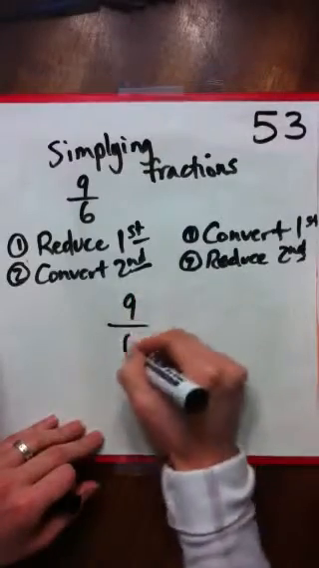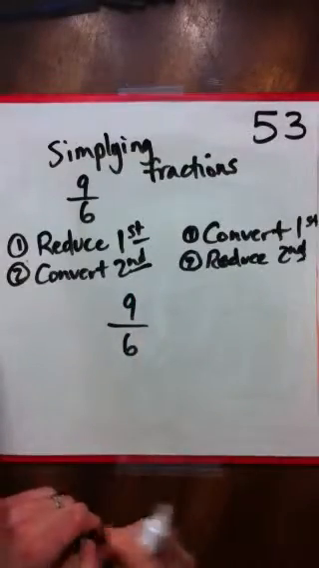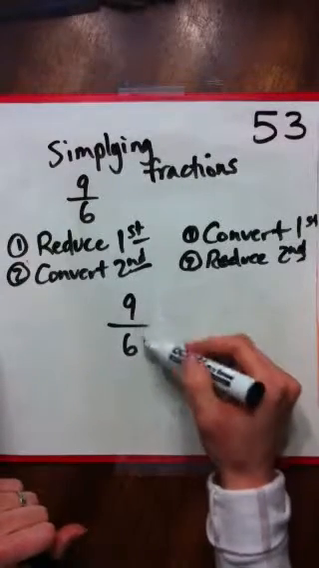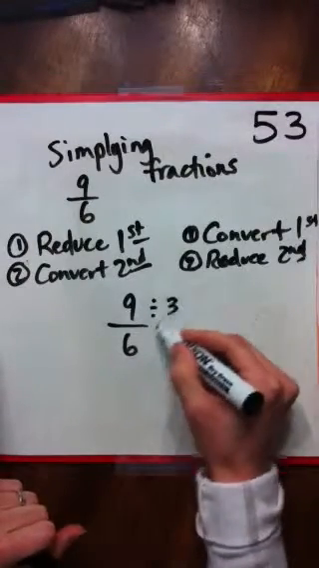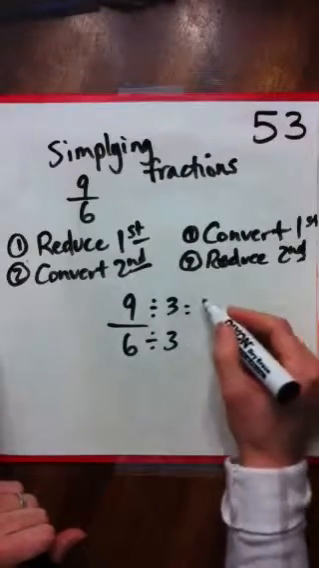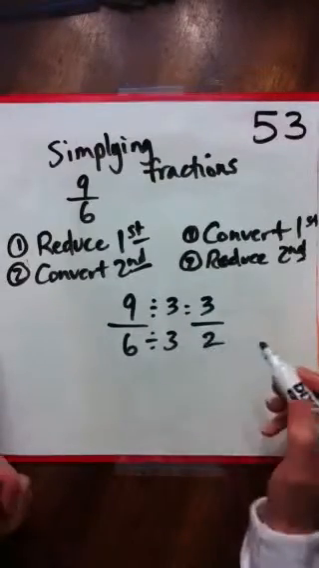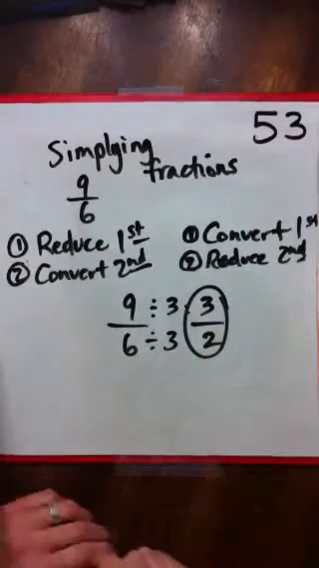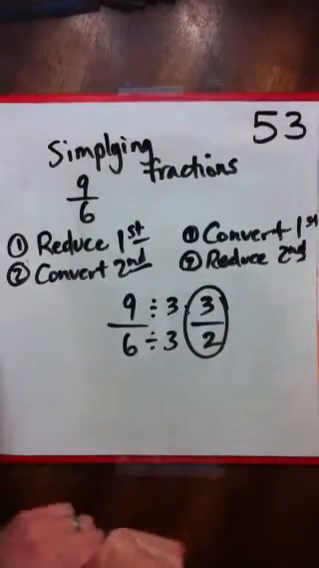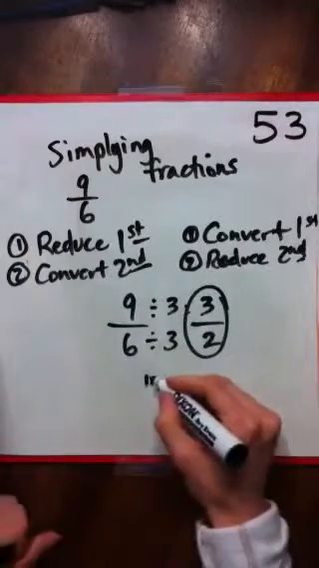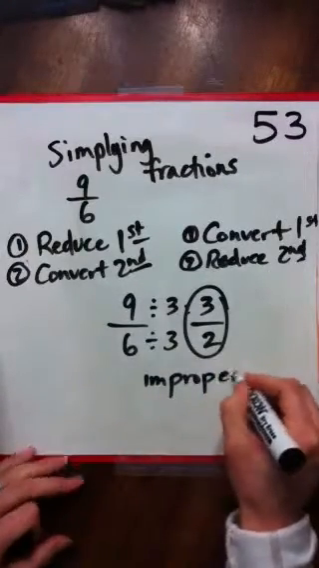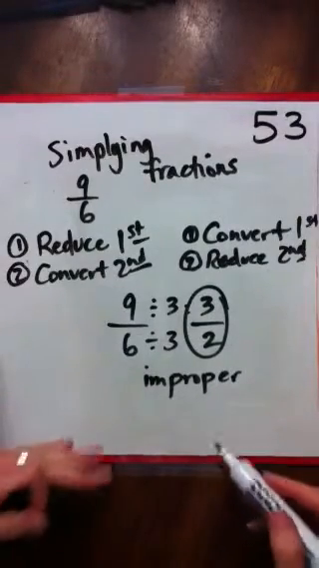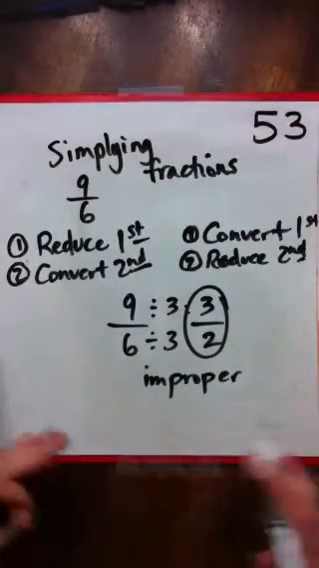So let's take 9/6, that was our answer, and let's go on and reduce it. Now, what number will go into both of these? 3 will. So I'm going to divide both of them by 3. So I get 3/2 as my answer. Now, something is wrong with this. It is an improper fraction, and what that means is that the number on top is bigger than the number on the bottom. You cannot have that.